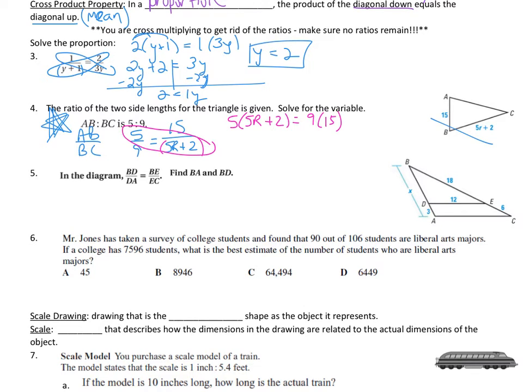You should have done this as your first step, and then after that, once we distribute, we get 25R plus 10 equals 135. Then when we move the 10 to the other side, we subtract 10. And you should have gotten 125. Then our R value itself, once we divide, gives us a 5.